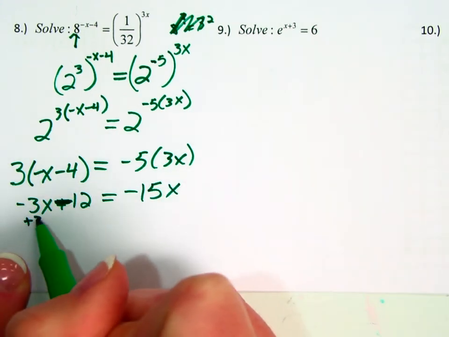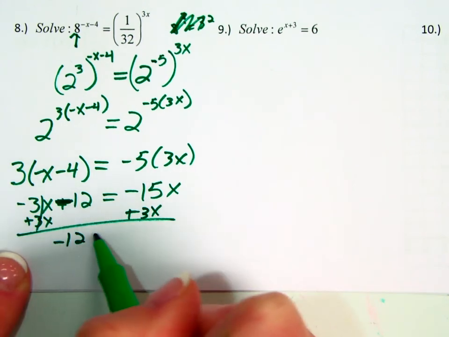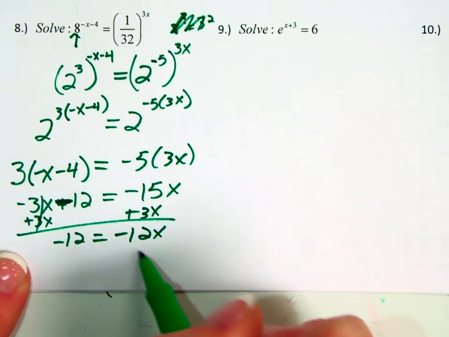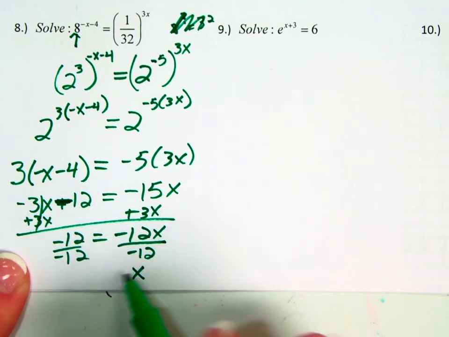Then I'm going to add my 3x to both sides. So we get negative 12 equals negative 12x. And when we divide by negative 12, we get x equals 1.